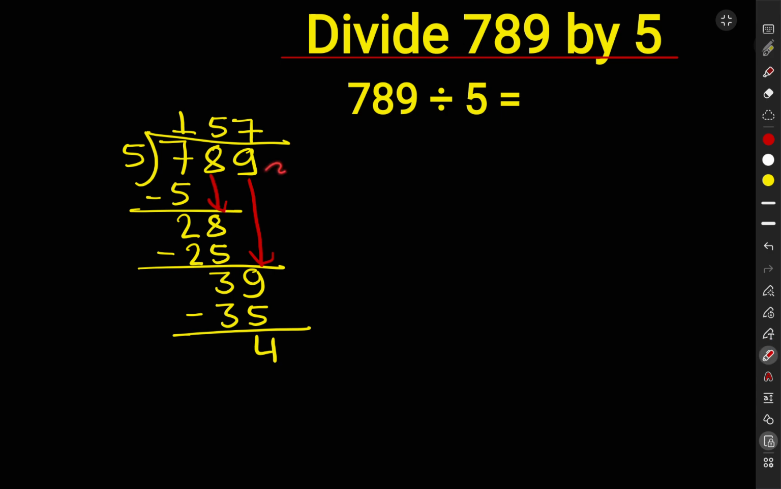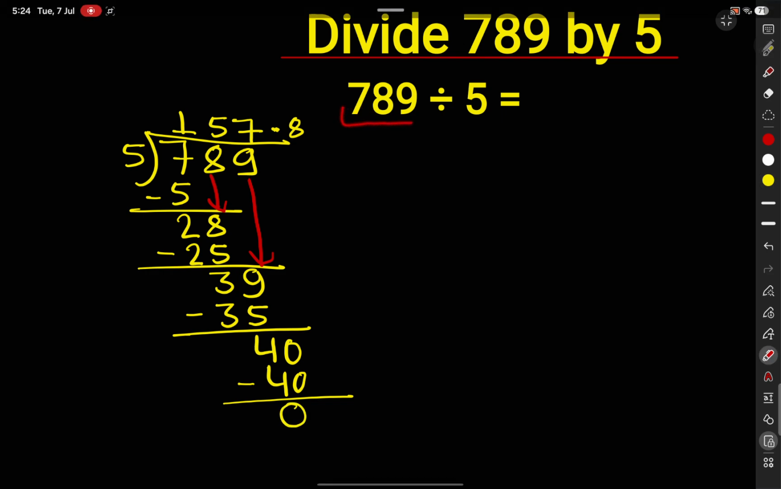So now we have no other number to put down. So we put a decimal here, so that we put 0. So it is 40 and 5 times 8 is 40. On subtracting we get 0. So 789 divided by 5 is 157.8.